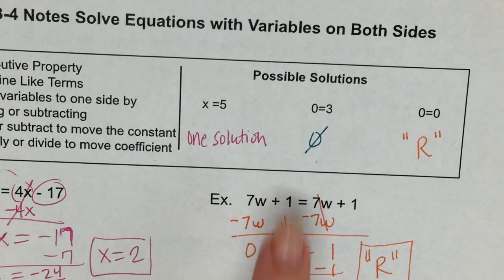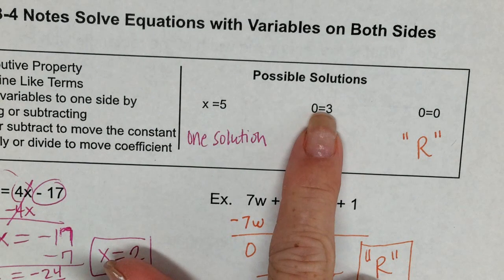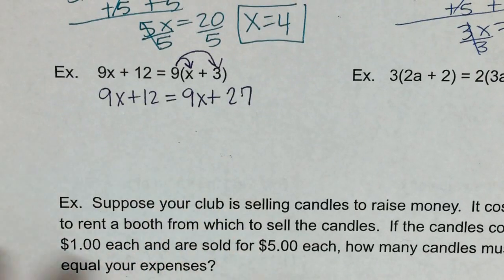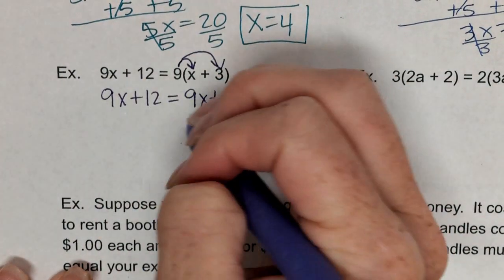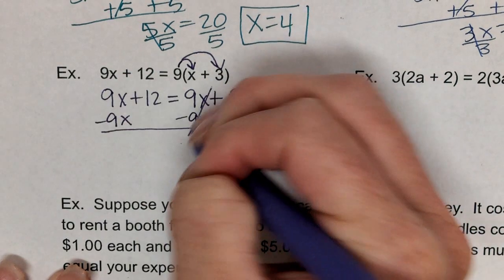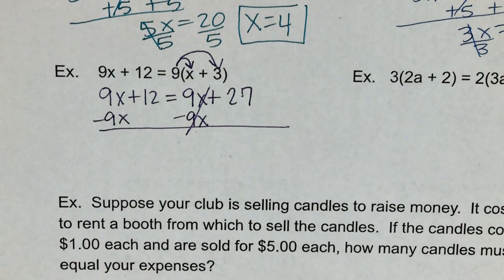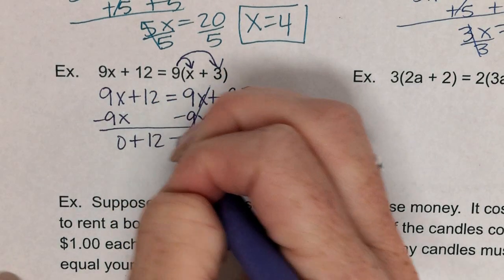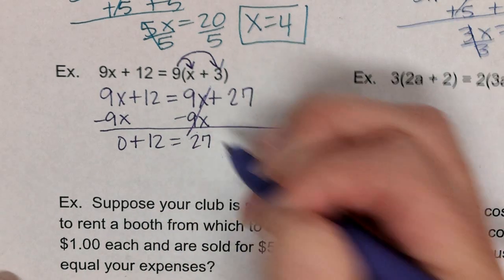So remember, if it's no solution, we're going to get 0 equals a random number. Okay, so let's go do it. I'm going to move the 9x to the left by subtraction. Right here, I see that my x's are disappearing. That means the answer is no solution or all real numbers. Okay, so I have 0 plus 12 equals 27.